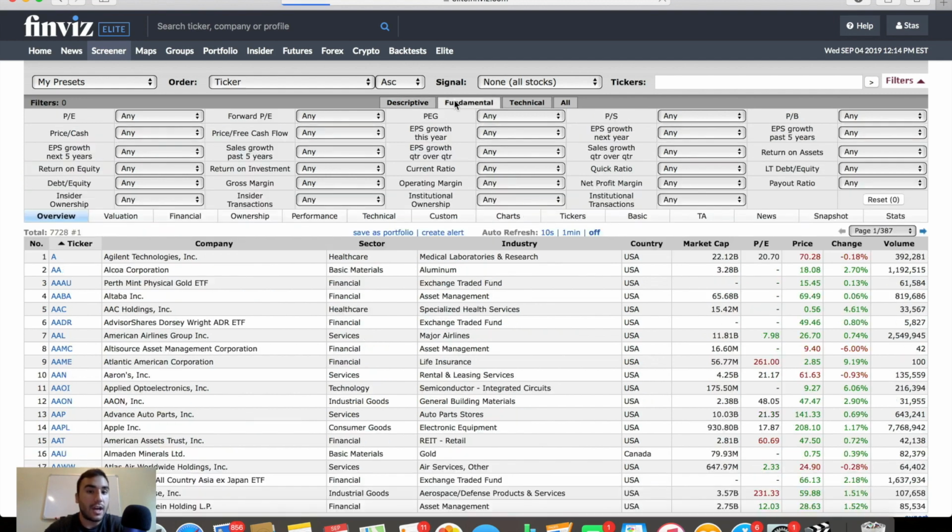You can break down stocks using fundamentals, right? And you can filter through stocks using these fundamentals. PE ratio, price to cash, EPS growth in the next 5 years, sales growth the past 5 years, right? P/S, the price to earnings to growth ratio, right? You can do PB, earnings per share growth past 5 years. There's just so much stuff you can do, right? Insider transactions, institutional ownership. There's just so many things you can filter through, and that's awesome, right?